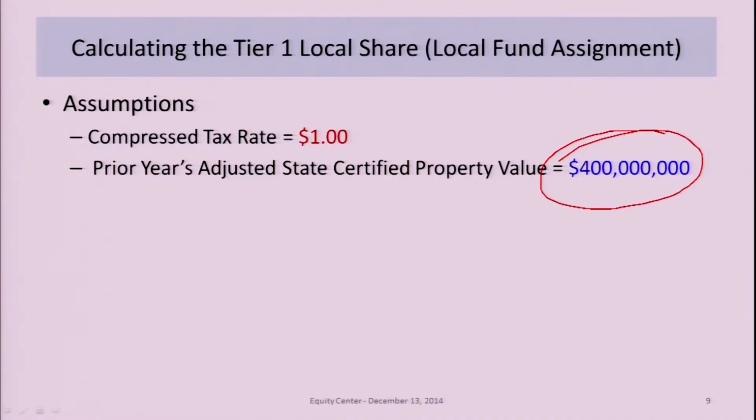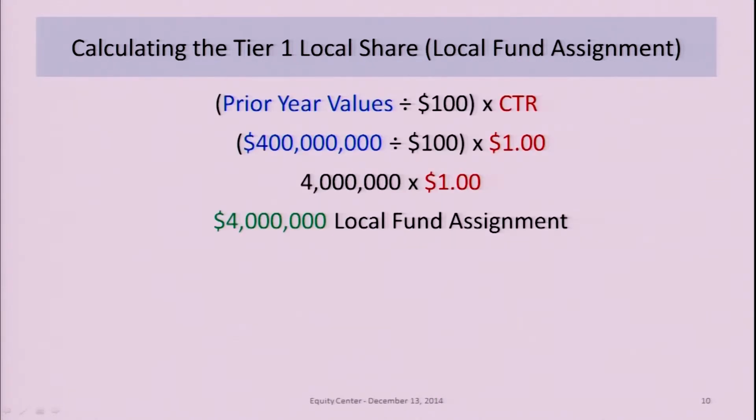All right, now let's look at another one. In this case, we're going to raise the prior year values to $400 million. So we're getting a wealthier district here, a property wealthier district. The compressed tax rate is still $1, and you go through the same process of dividing by $100 and you multiply by your compressed tax rate.